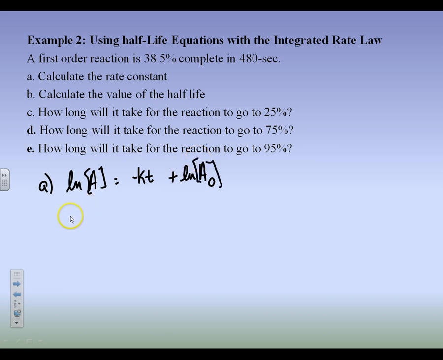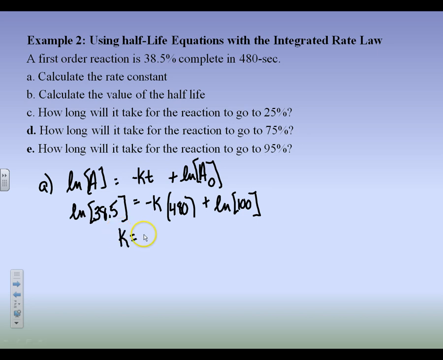I know my concentration of A. If it's 38.5% complete, we're going to assume it's out of 100% of stuff. So that is my concentration of A. I'm solving for my rate constant K. I know my time, 480 seconds. And for the natural log of my initial concentration, we're going to assume we got 100% of the stuff. So now we can go ahead and solve for K. Doing a little dimensional analysis as well to figure out my units, I came up with seconds to the -1. So there's my value for K.